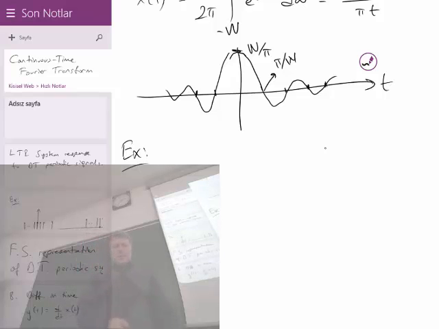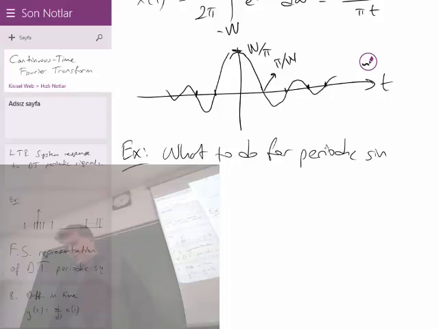Now this example in my notes is an example about what to do for periodic signals, because for periodic signals we haven't defined the Fourier transform yet. What do we have for periodic signals? We have the Fourier series. You remember that? The previous chapter.